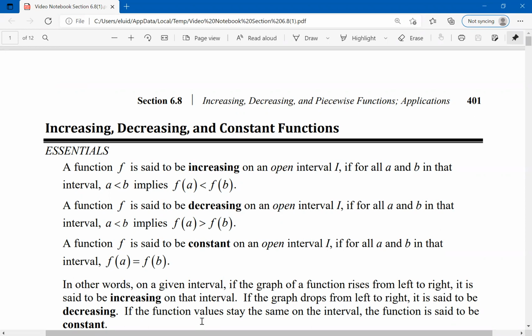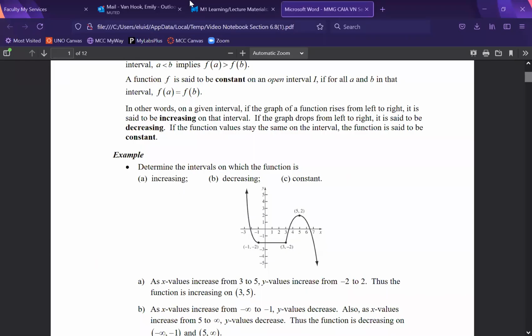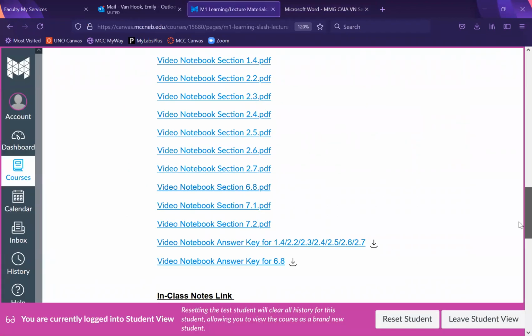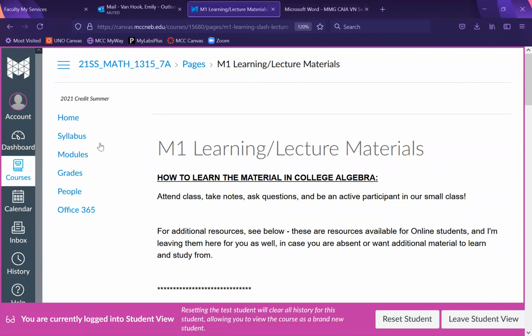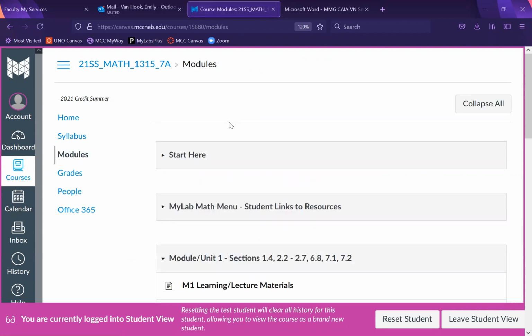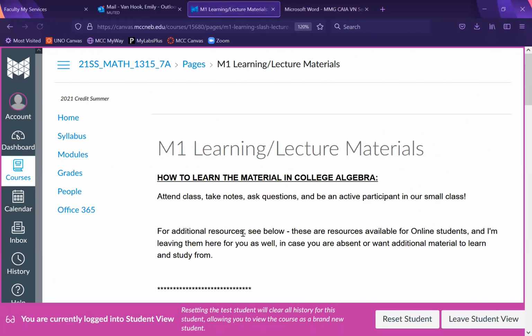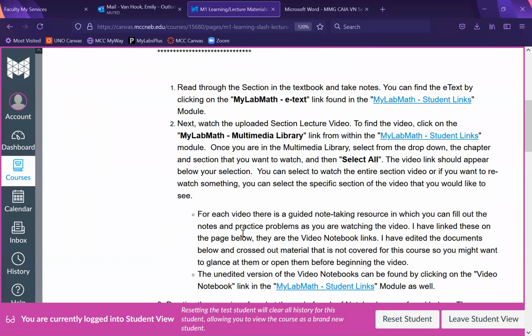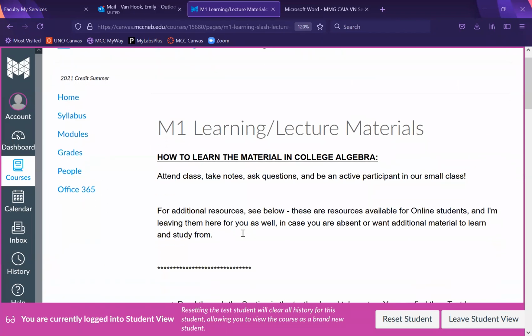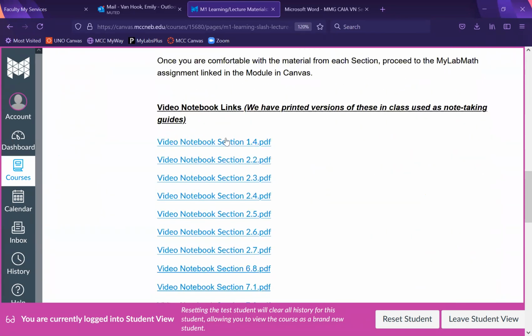I'm going to switch my screen momentarily. You can get it in Canvas. In our College Algebra 1315 Canvas course, click on Modules, and go to M1 Learning Lecture Materials. Again, Modules, Module Unit 1, M1 Learning and Lecture Materials. There is a video notebook document for each of our sections. I've been handing you these in person and I've adjusted them, maybe shortened them or changed the font size, but these are the original ones. Scroll down and you'll see all these different PDF files.